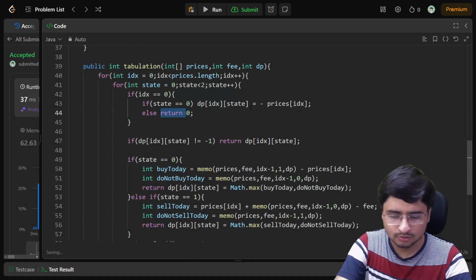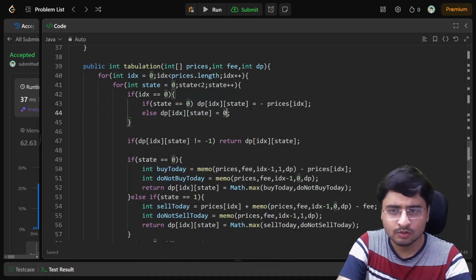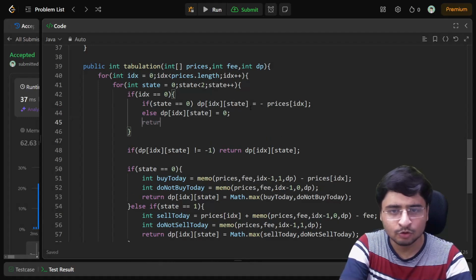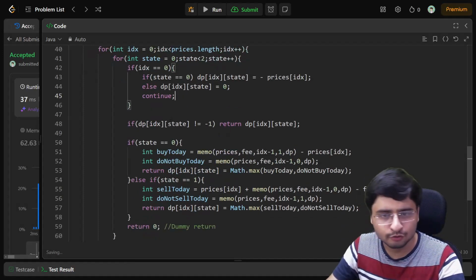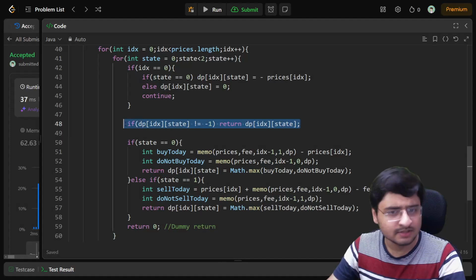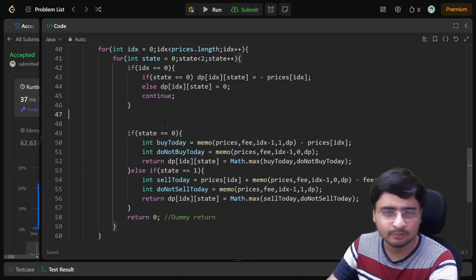Here as well, you're going to say dp of idx comma state is equal to this value, and I'm going to continue from here. Wherever return statements are written, you have to continue from there. For example, like this state, right? This statement we can remove, the recall state we can remove.